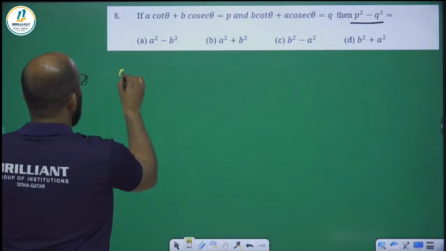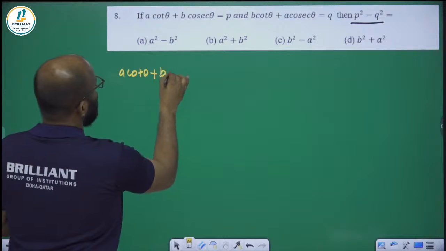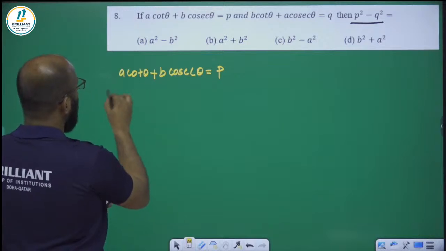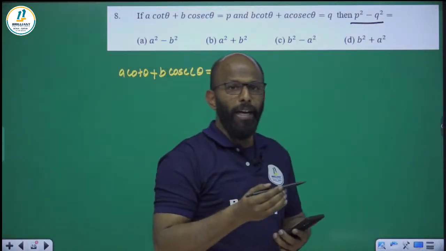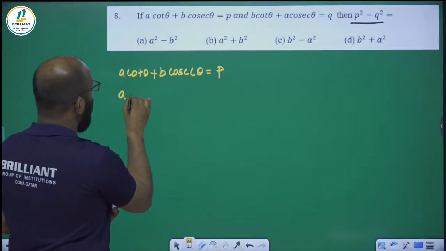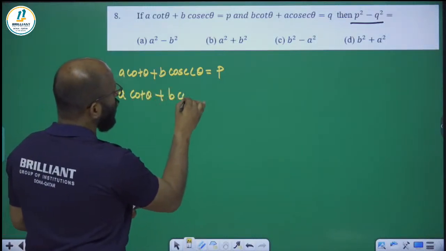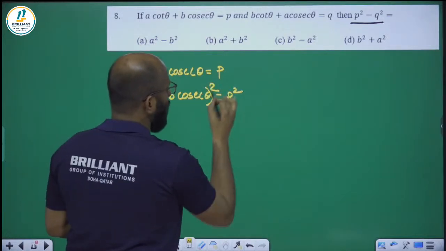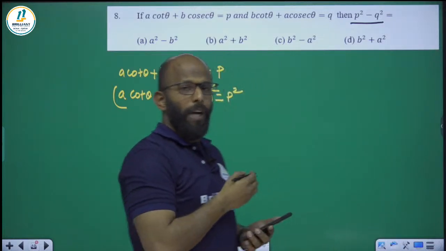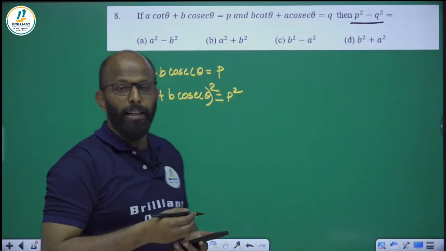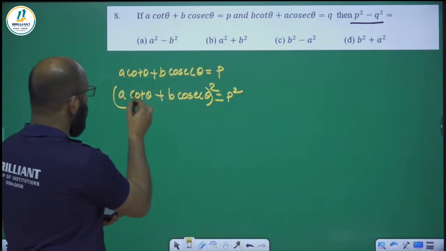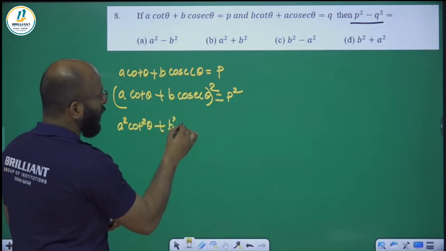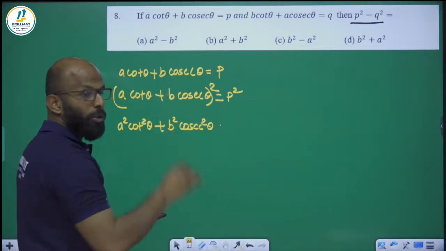Now we can write A cot theta plus B cosec theta equal to P. Next step, I'm going to square both sides. When you square this, we'll get A cot theta plus B cosec theta whole square is equal to P square. Now on the left hand side we can use the A plus B whole square identity. When you use it, what will you get? A square cot square theta plus B square cosec square theta.